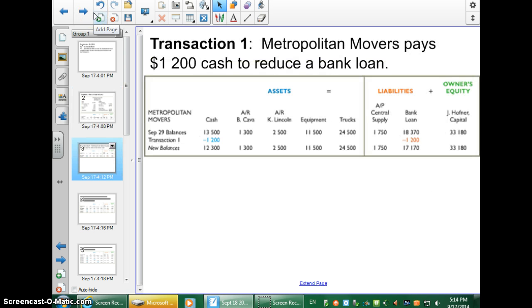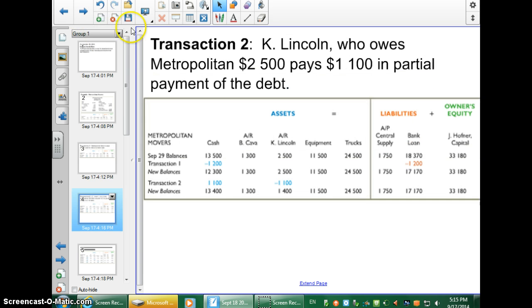Now we get to our first transaction. Metropolitan Movers pays $1,200 cash to reduce a bank loan. So you're going to see our cash account reduced by 1,200, and then we also have to reduce our bank loan by 1,200. Notice how no other accounts were affected. So the two accounts receivable accounts, the equipment account, trucks, accounts payable, and owner's equity were not affected by this transaction.